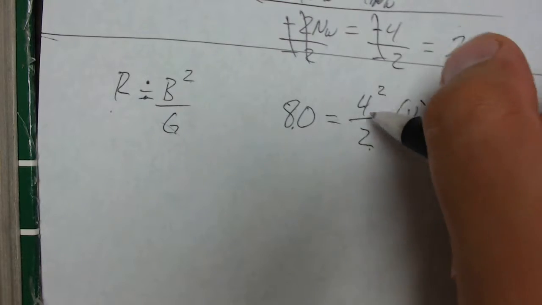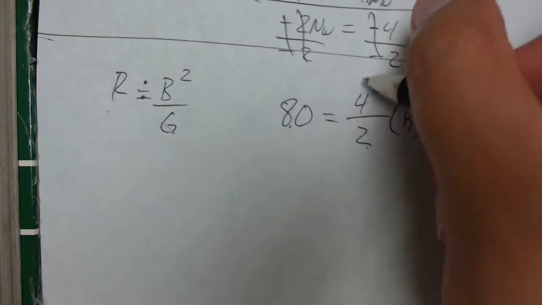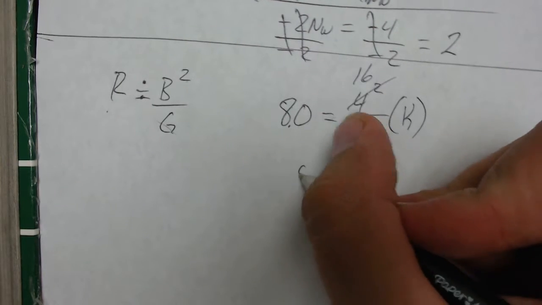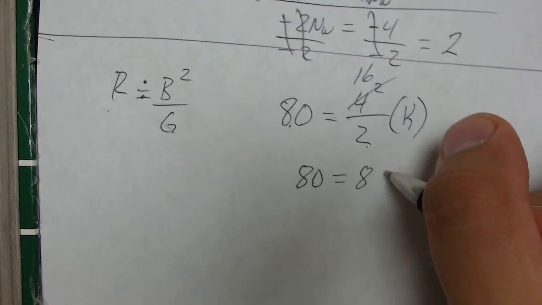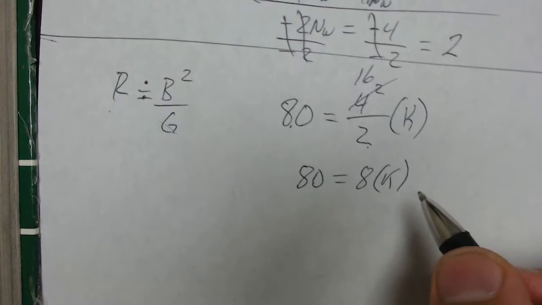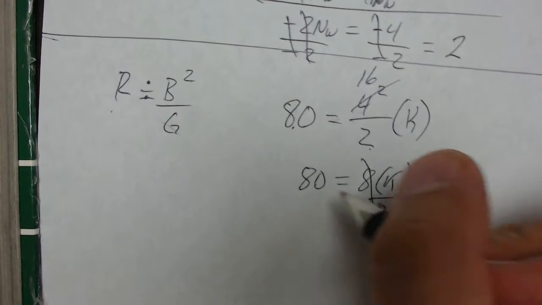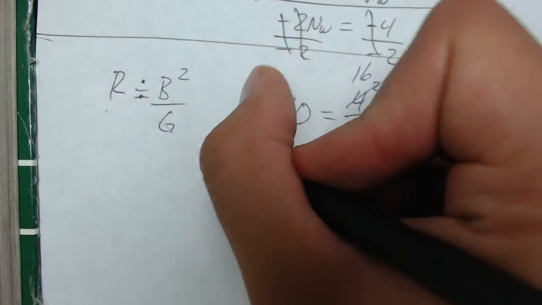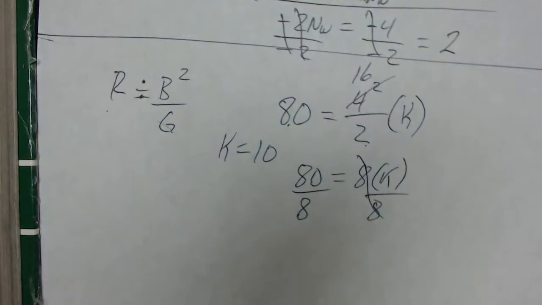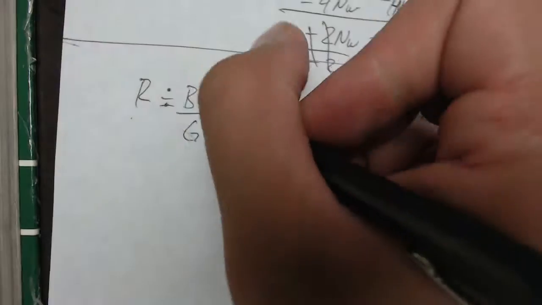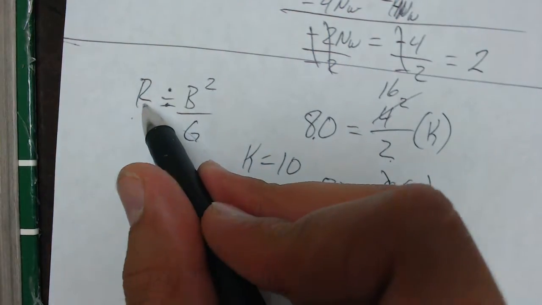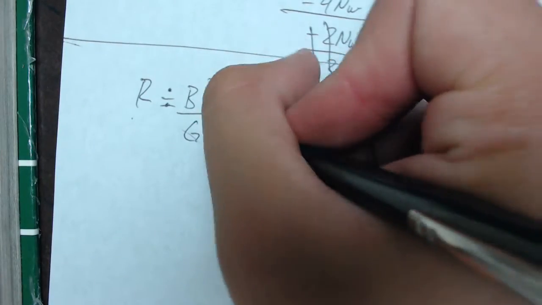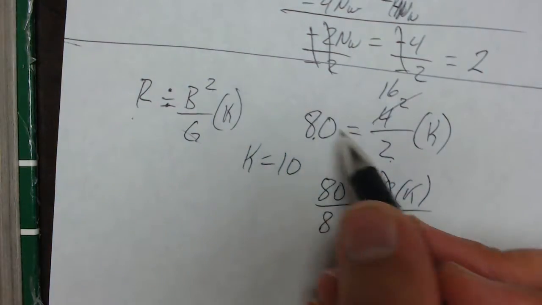So 4 squared is going to give us 16. 16 divided by 2 equals 8. So what we have here is 80 equals 8 times the scale factor K. If I finish solving for K, I can quickly learn that the scale factor is equal to 10. And then I set up this exact same equation. So the actual equation we set up is that reds varies directly as blues squared, inversely as greens, times a scale factor of K. And that's what we did here.